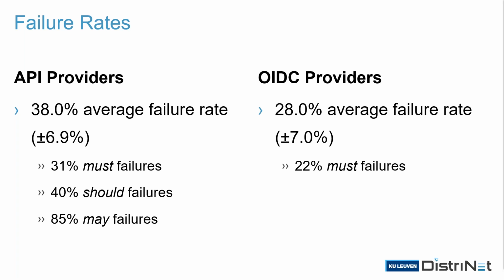If we look at the OIDC providers, they do a little bit better. With an average failure rate of 28% and a failure rate of 22% for the mandatory countermeasures. So that's not good news. Now, let's make it a little bit more interesting, and let's take a look at some of the statistics for specific countermeasures. So the percentages in the rest of this presentation are always for the API providers and the OIDC providers together, unless specifically mentioned otherwise.